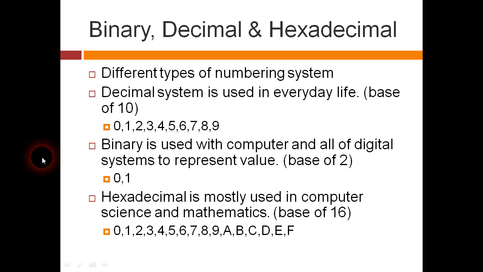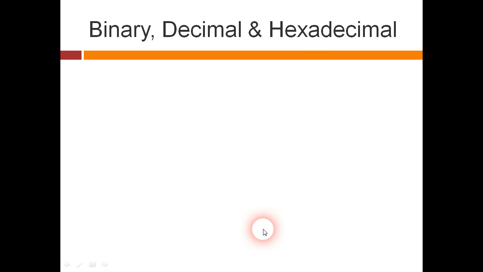So once you go beyond 9, A is equal to 10 in the decimal number, B is equal to 11, C is equal to 12, D is equal to 13, E is 14 and F is 15. So 0 to 9, 10, 11, 12, 13, 14, 15.